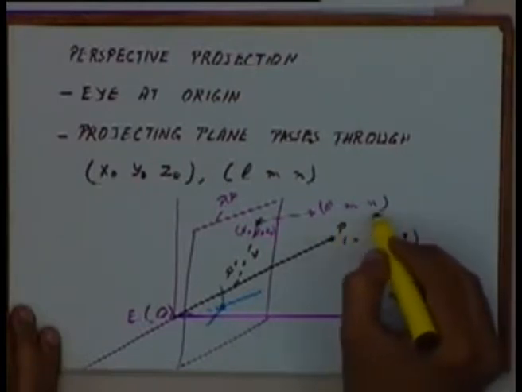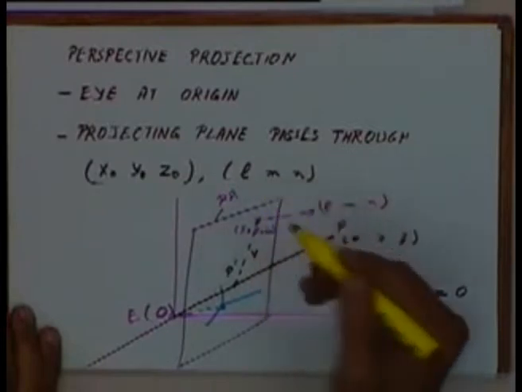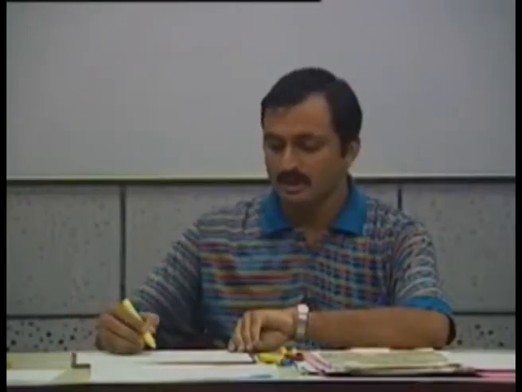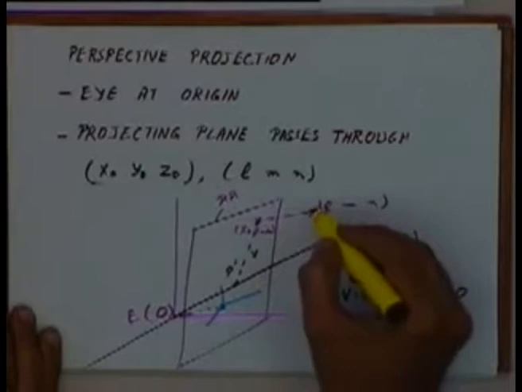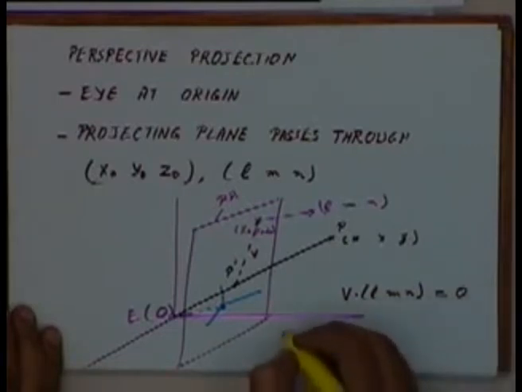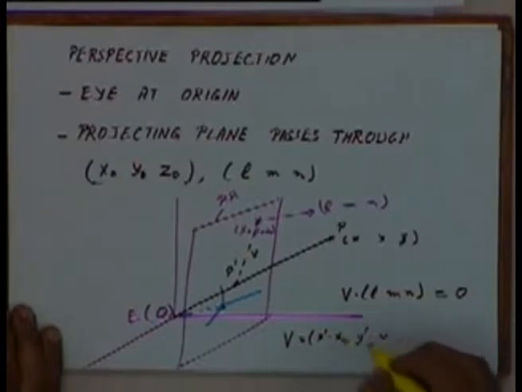Okay, so LMN has to be perpendicular to every vector in the plane. And if two vectors are perpendicular, their dot product has to be 0. So the dot product of V with LMN will be equal to 0. We say V dot LMN is 0. And what is this vector V? Vector V will be x prime minus x naught, y prime minus y naught, z prime minus z naught.